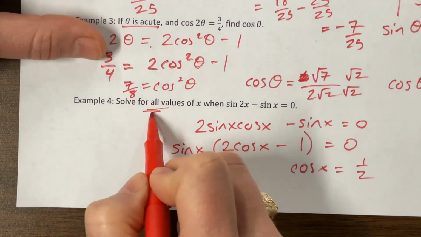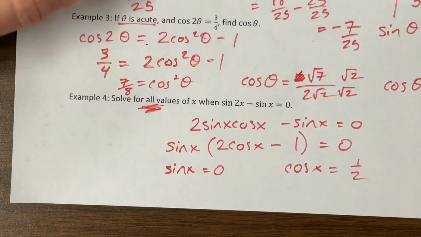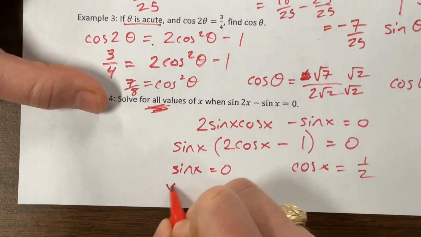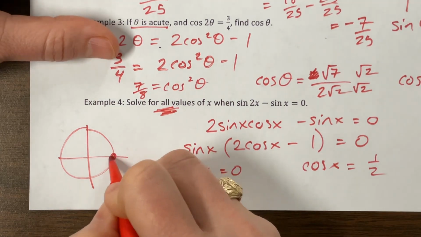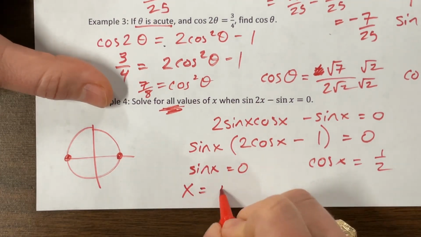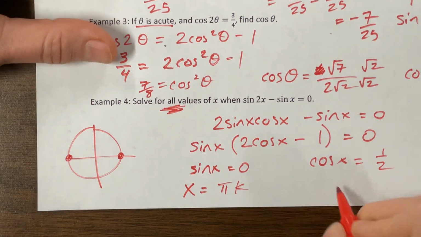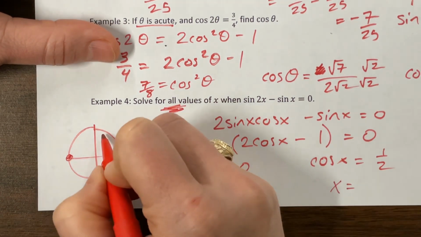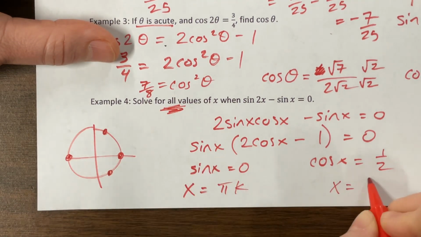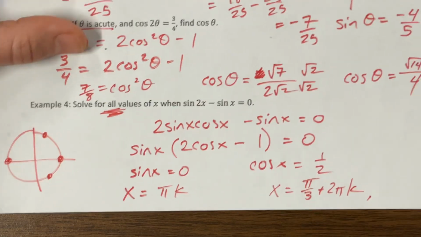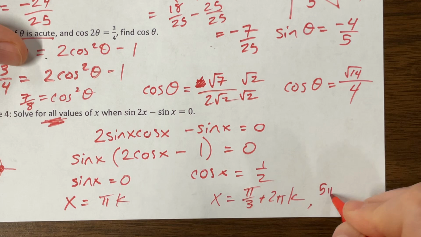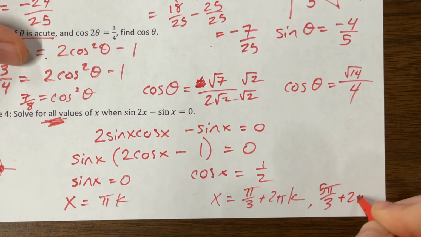They said solve for all, so that's going to be plus 2 pi k, where k is an element of the integers. Okay, so just a reminder, hopefully you don't have to write this. Sine is 0 here and here, and they're pi k apart. We can just say pi k. And then cosine equals 1/2, that's here and here. So it's pi over 3 plus 2 pi k. I did not save myself enough space. And it is also 5 pi over 3 plus 2 pi k.